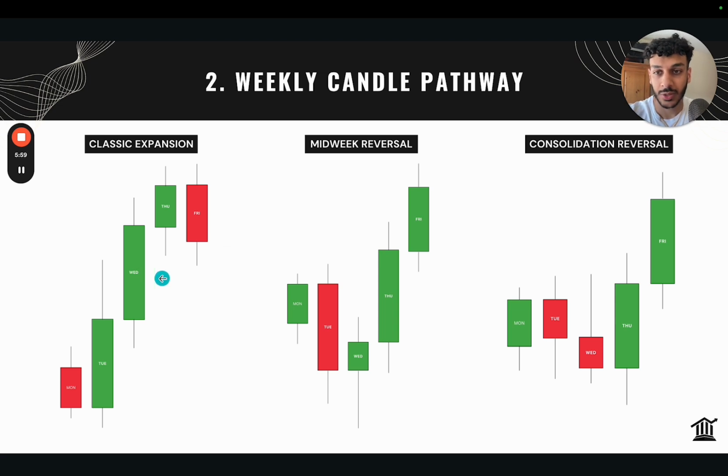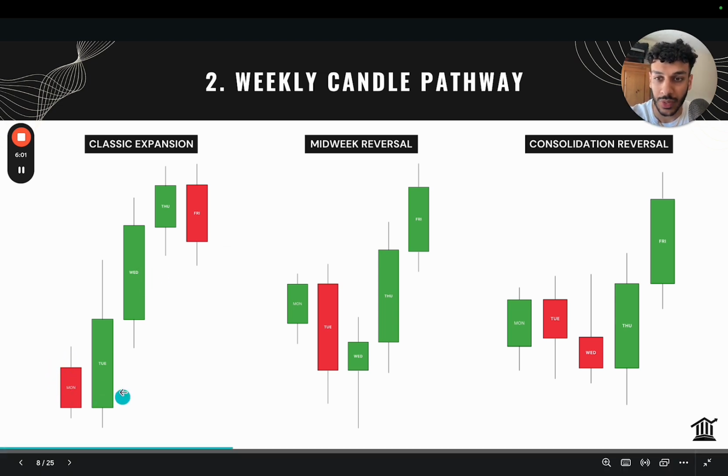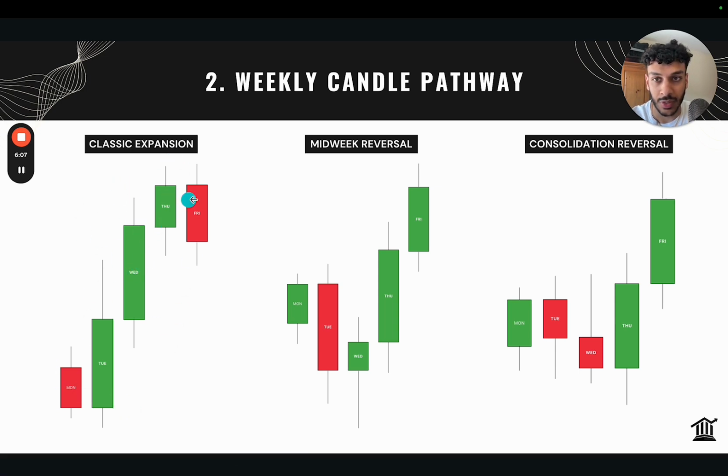So classic expansion is basically when we create the low of the candle on Monday or Tuesday. We then see price expand midweek and then tail off either Thursday or Friday.